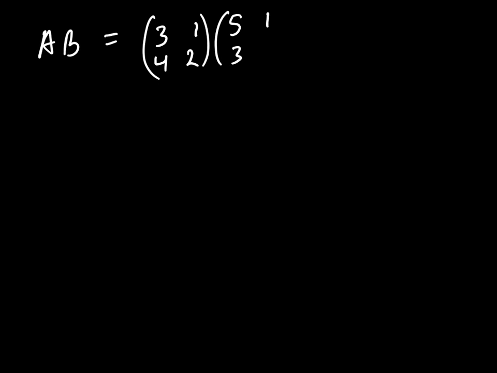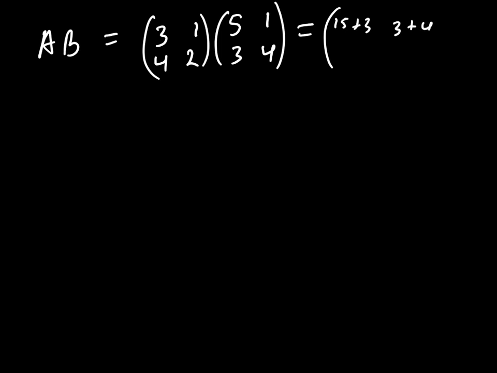Next, we get AB, matrix A times matrix B. So AB, you get 3, 1, 4, 2, and we multiply it by 5, 1, 3, 4. Let's try to be a bit fast since we have learned now how to multiply. 3 by 5 is 15 plus 1 by 3, which is a 3. 3 by 1 is a 3 plus 1 by 4 is a 4.